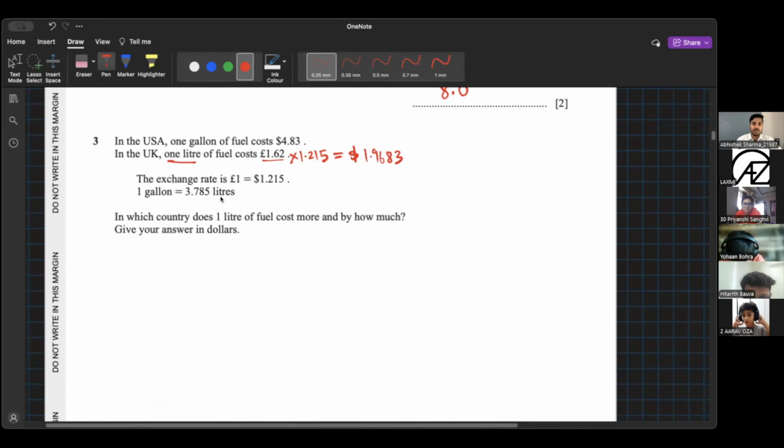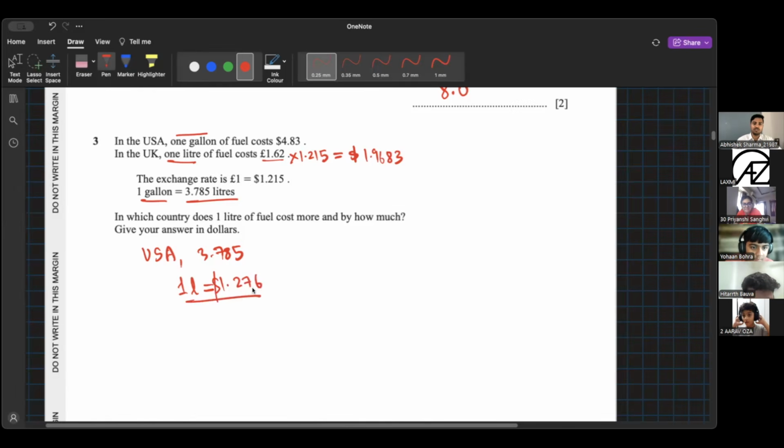1.9683. Perfect. Now it says 1 gallon is this much in liters, 3.785 liters. So in USA, for 1 liter, 4.83 divided by 3.785. That is 1.276 approximately, we can write 1.276.